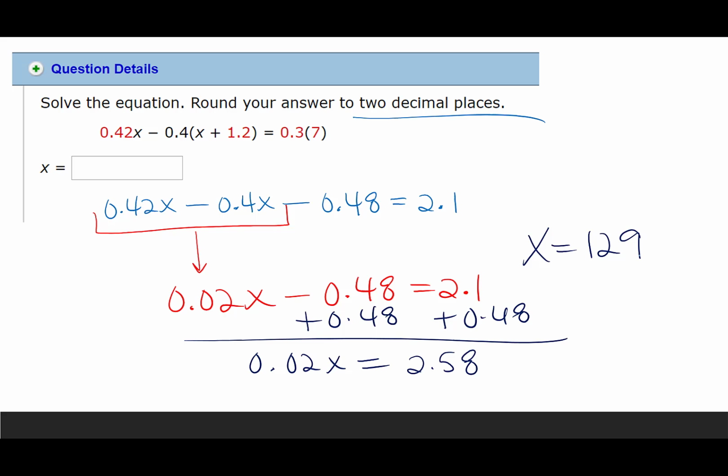The instructions did say round your answer to 2 decimal places. We have a whole number, but because it specifically says 2 decimal places, go ahead and put a decimal after the 9 and add 2 zeros, and that's your final answer.